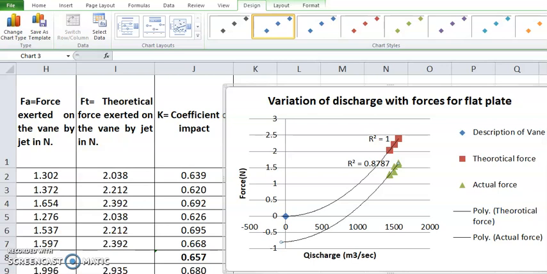And the second thing that you are getting from the result table is that the K value for the hemispherical plate is more than the K value for the flat plate. Okay, so these are the two things which you have learned, and since the K value is lying between 0 to 1, you are going to verify the impulse momentum principle.